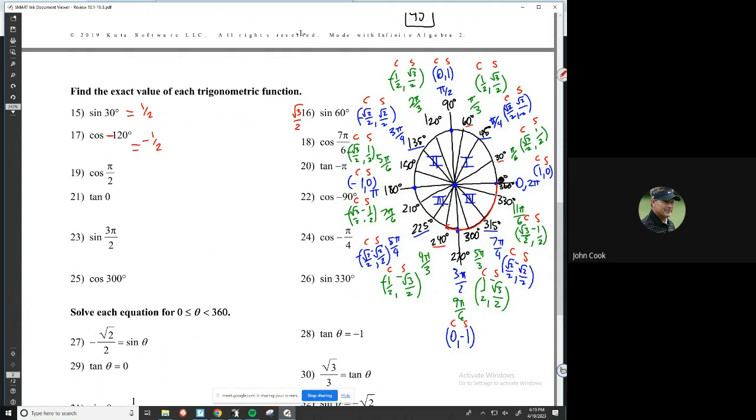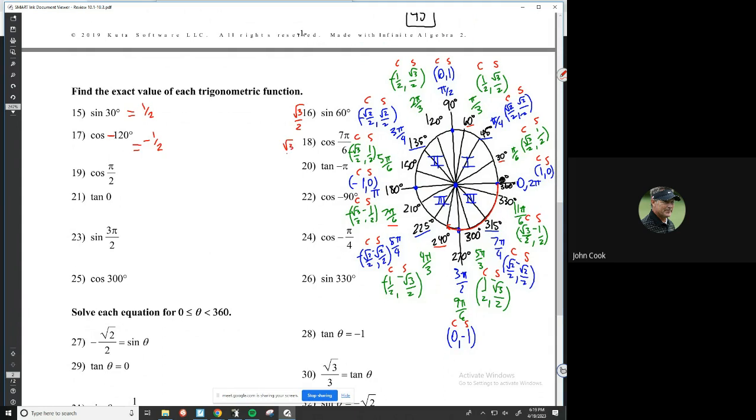And then cosine of 7 pi over 6. So 7 pi over 6 is right here. Cosine would be the first one, negative square root of 3 over 2. Cosine of pi halves. So if I go to cosine, pi halves is 90 degrees. That'd be 0.